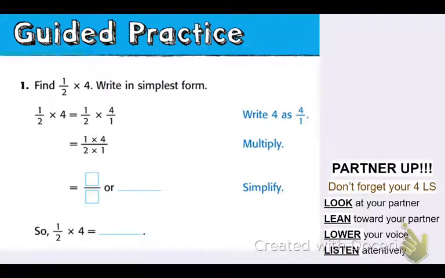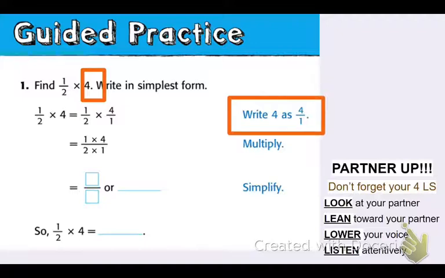Guided practice. Find 1/2 times 4. Make sure to write it in simplest form. Well, step 1 is to make that whole number become a fraction. So we're going to write 4 as 4 over 1. Anytime you have a whole number, you can go ahead and put it over 1. It doesn't change the value. So 4 over 1. I did step 1. Step 2 is to go ahead and multiply.